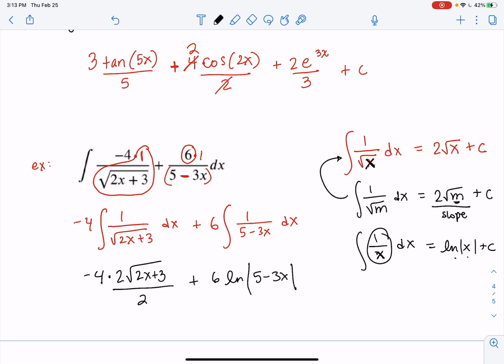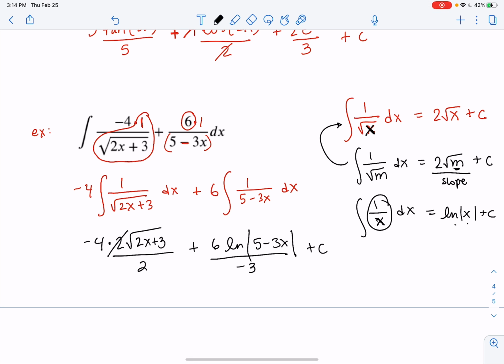But I need to make sure I divide by that slope. Now the slope here is not 5, but it's the negative 3. It's the value in front of the x. Plus c. Simplifying for our final answer, we get negative 4 root 2x plus 3 minus 2, because the 6 and the negative 3 there, natural log 5 minus 3x, close the absolute value, plus c, and that would be our answer. So I would say this is among the more tricky problems that you'll encounter on the AP exam.